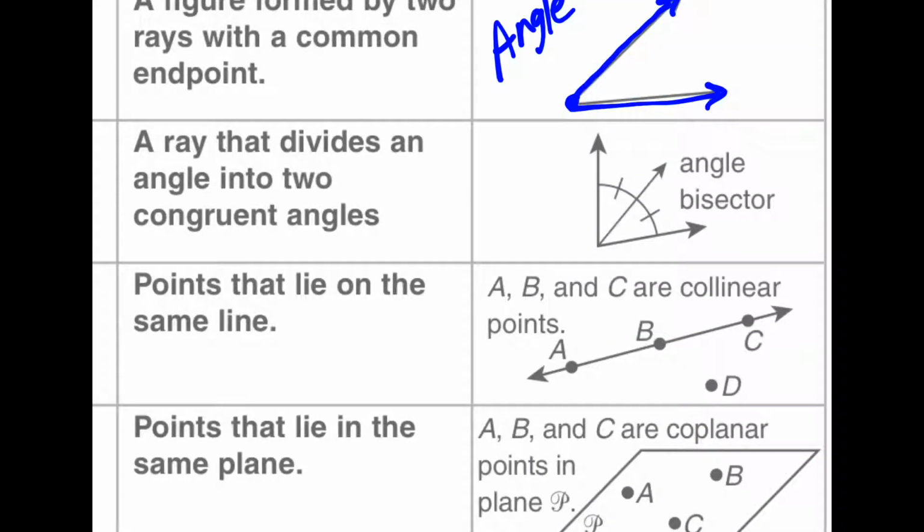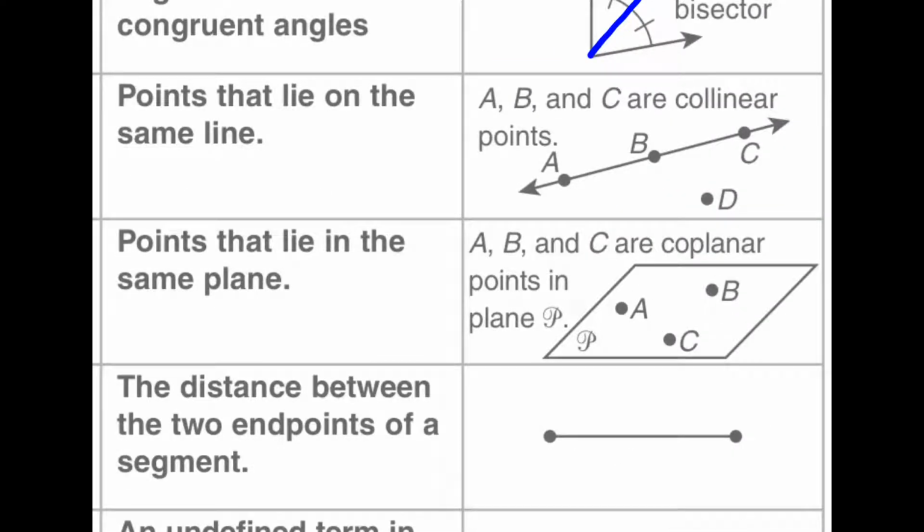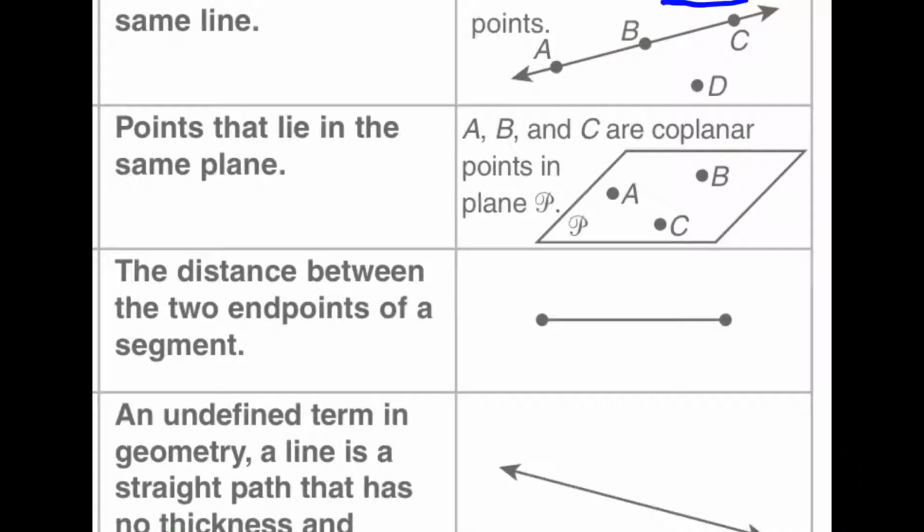A ray that divides an angle into two congruent angles is the angle bisector. Points that lie on the same line are considered collinear points. A, B, and C are collinear, but D is not collinear with them. Points that lie in the same plane are considered coplanar. A, B, and C are coplanar points in plane P.